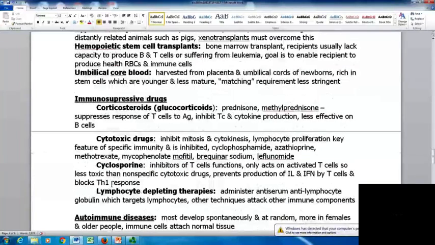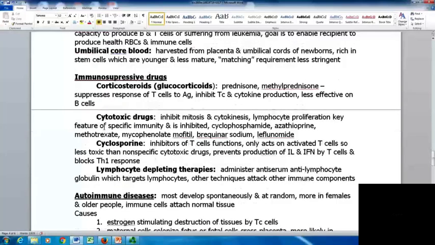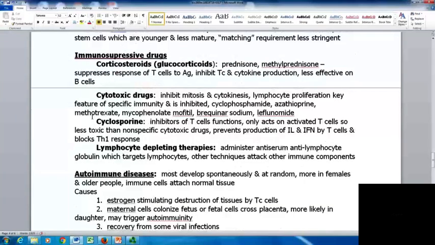So when somebody gets transplanted tissue, it's generally going to involve being on immunosuppressive drugs. So your corticosteroids or glucocorticoids, this would be things like prednisone and methylprednisone. They'll suppress the responses of T cells to the antigen. They inhibit the cytotoxic T cells and cytokine production. They're less effective on the B cells. We also have cytotoxic drugs that will inhibit mitosis and cytokinesis. Lymphocyte proliferation is a key feature of specific immunity, so if you inhibit this, it will lessen the immune response.